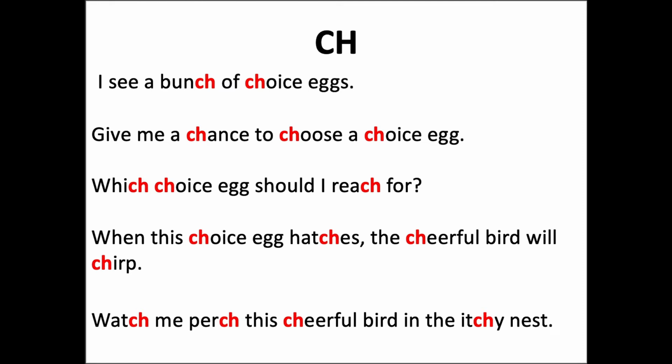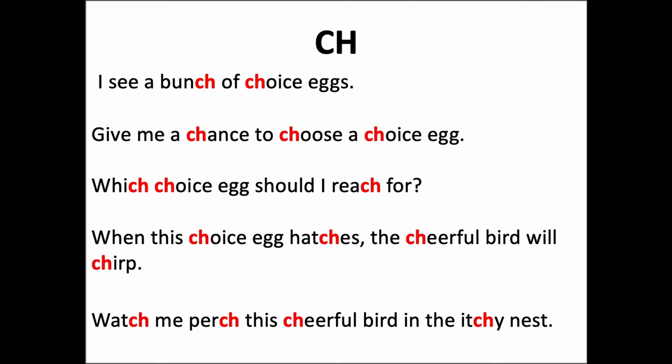Another thing you could do is have a child repeat a different sentence each time they took a new turn. So for instance, on their first turn, you could have them say, "I see a bunch of choice eggs. Give me a chance to choose a choice egg." And that's all they would say, and then they would get their turn. Then on their next turn, you could ask them to say, "I see a bunch of choice eggs. Which choice egg should I reach for?"